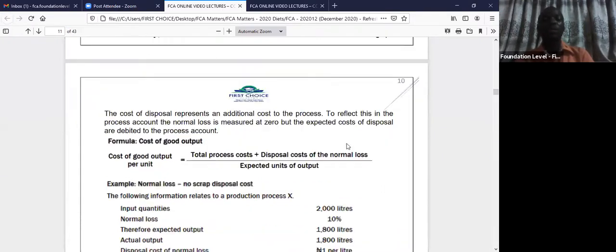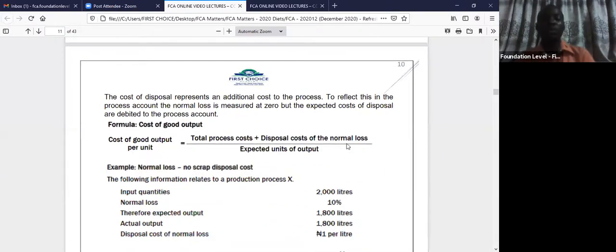So what you do now, the cost of good output will simply be your total process cost plus the cost you're going to spend in disposing of that loss. You add them together and divide by the expected number of outputs. That will give you your cost of good output.